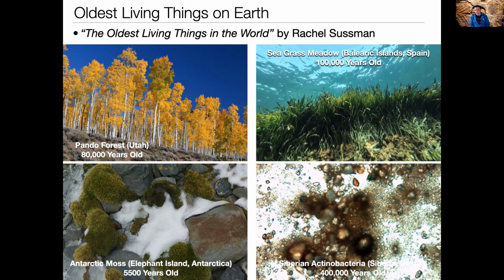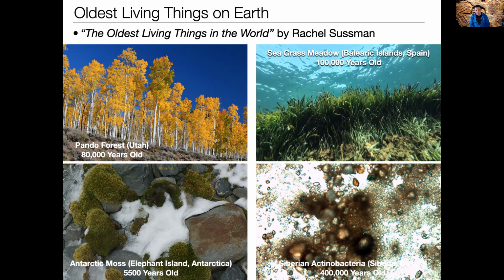Over here on the top right is what's called the seagrass meadow. This is called Neptune grass. It's in the Mediterranean there by the Balearic Islands in Spain. And this bed of seagrass is 100,000 years old. Okay, so this is super old. Now, life began in the oceans, and so it's really intriguing to find old life forms living in the oceans.